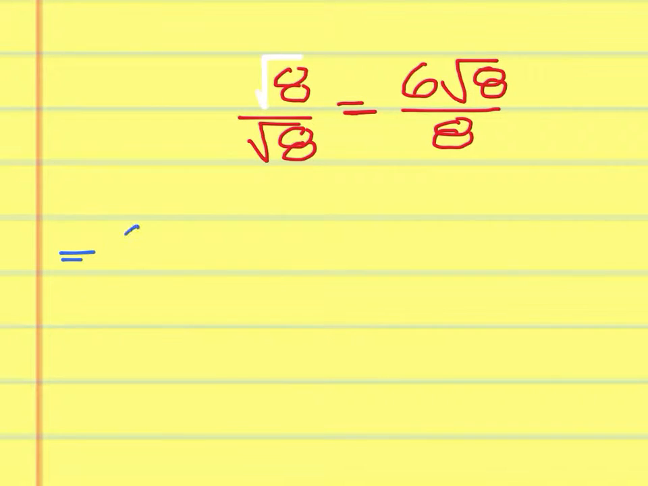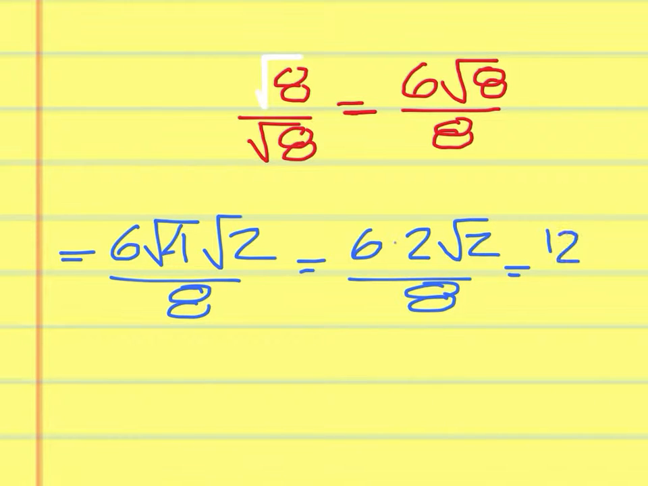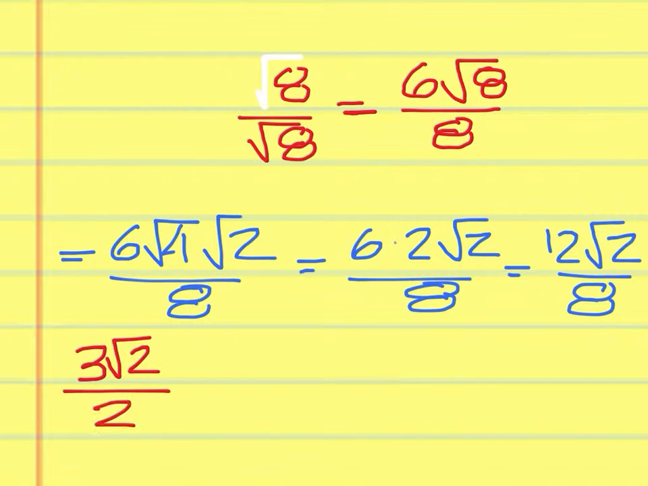You can make it square root of 4 times square root of 2, and then simplify to get 6 times 2 square root of 2 over 8, which would be 12 square root of 2 over 8. But as always, you can still simplify your fractions if they have a common factor. You can divide 12 by 4 to get 3 and 8 by 4 to get 2. So the whole thing turns out to be 3 square root of 2 over 2.